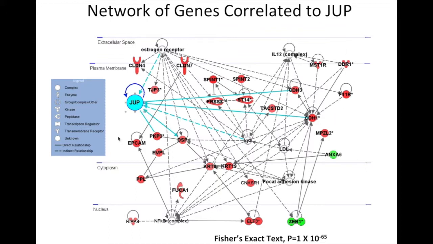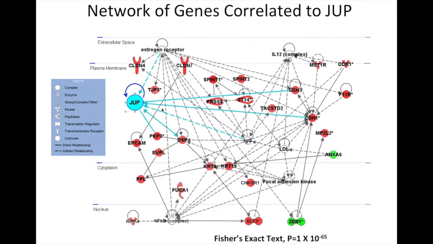Given here is the top network produced by these, I think it was about 150 genes that were correlated to junction plakoglobin over 166 lung cancer cell lines. And as given here, anything with a solid arrow would be a direct relationship. Anything with a dashed arrow would be an indirect relationship. And the odds of getting all these biological relationships just by random chance, so again, this isn't pathways here, is 1 times 10 to the negative 65th. So based on statistics, there's obviously some kind of relationship. There's some signaling pathway that we weren't aware of.